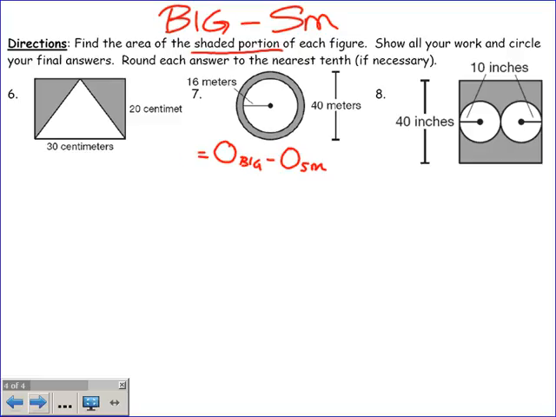So we'll just say this. Okay, the area of the big circle is going to be, again, pi r squared. This will be pi r squared. They're different radiuses, though. What's the radius of the big circle?